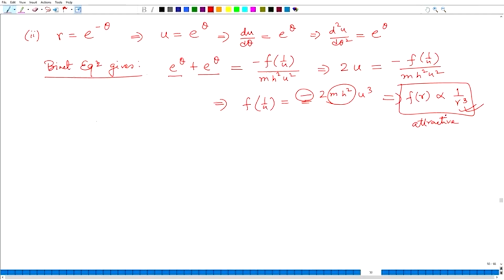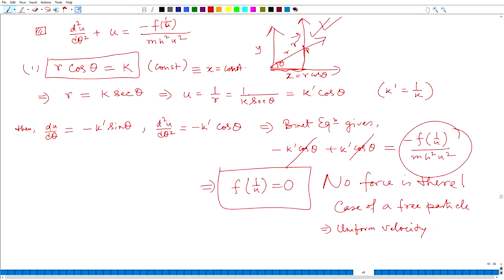Now, I am going to another case. This is the last case to discuss in this lecture. That is r is equal to k theta to the power minus 1. That means r theta is equal to k. So in an r theta plane, this will be given by a rectangular hyperbola. Okay. So if you have such a trajectory, then we have to find the force law.